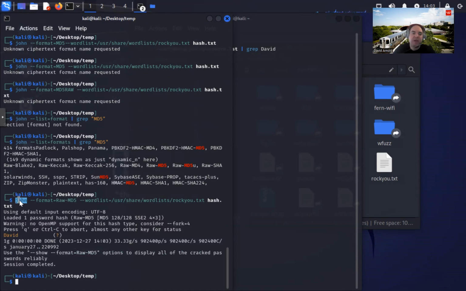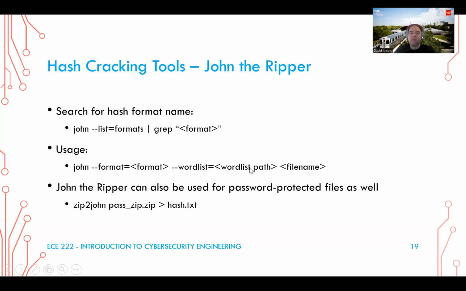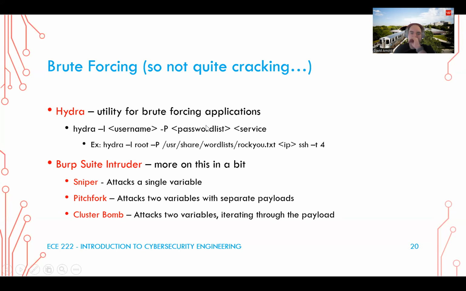So in this case, if we do John the Ripper, we say format. In this case, it's raw MD5. Then we give it a wordlist of /usr/share/rockyou and then the hash, and it will crack that and say, okay, the hash initially was David. So there we go. That's how we use that. Alrighty. So those are those two tools.